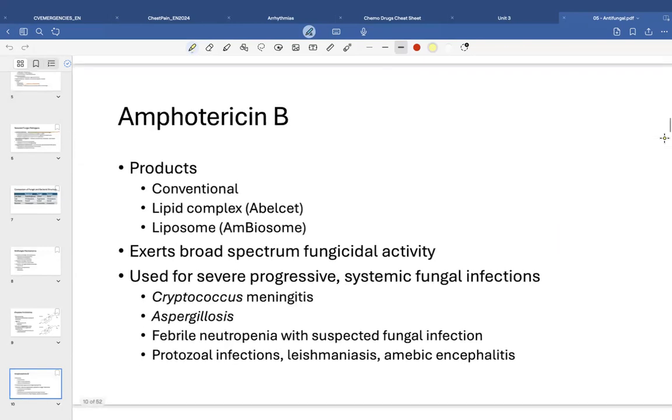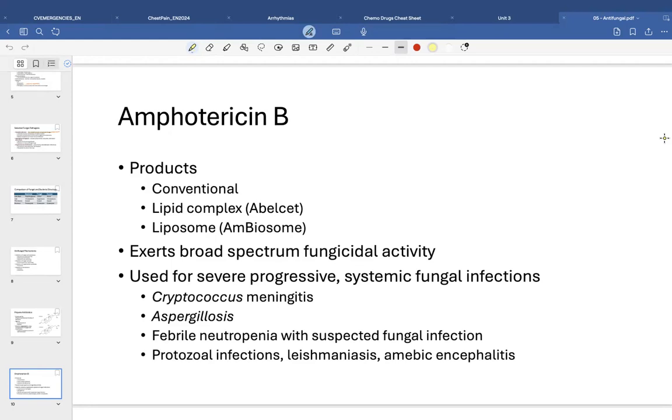We talked about this drug last semester in the context of drug-induced renal injury, because this is one of the most notoriously nephrotoxic drugs there is. It is formulated in a couple of different versions. There's your conventional amphotericin B, but it's also available in modified formulations, either the Abelcet, which is a lipid complex, or the liposomal amphotericin B, which basically takes a lipid bubble and puts it around the drug.